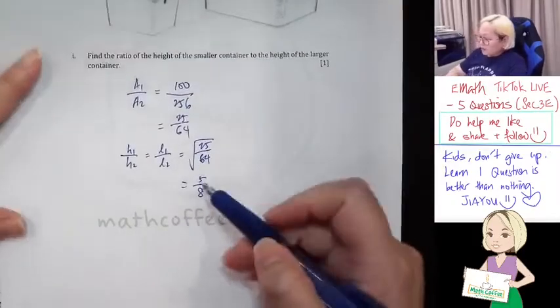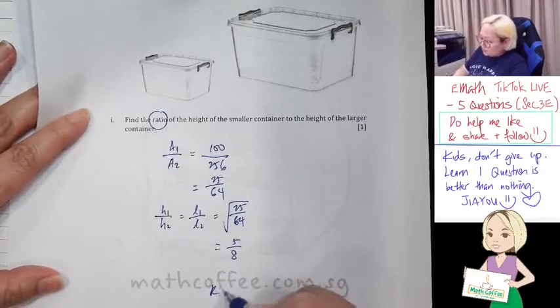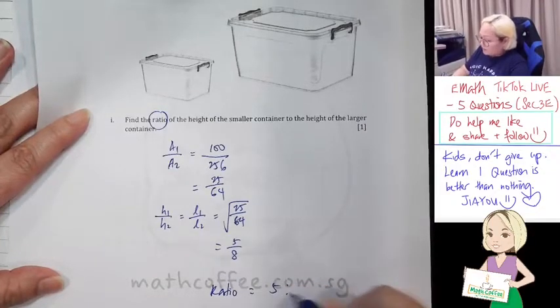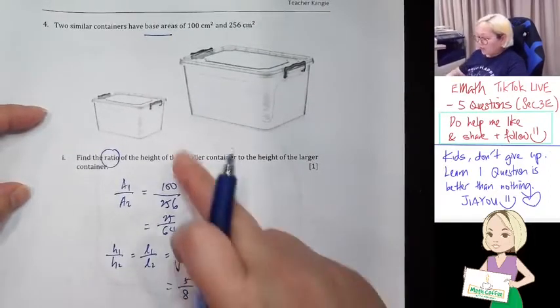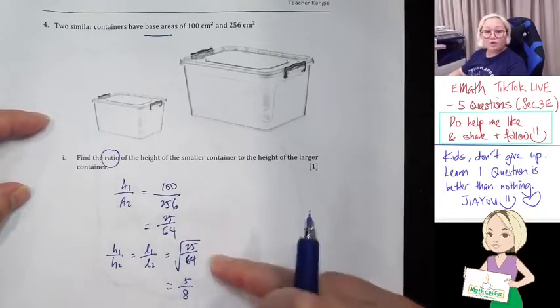Okay, so careful, they ask for ratio. So you need to state ratio equals 5:8. Done. So 1 mark. What I do is, for my length ratio, I just use my area ratio and square root it. Okay?